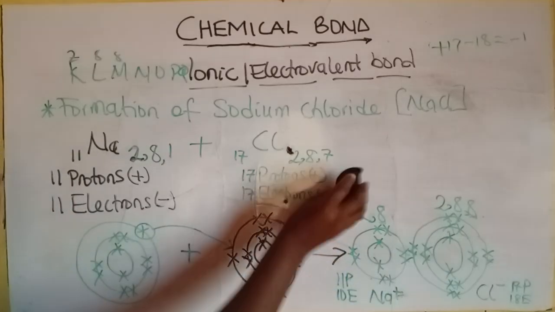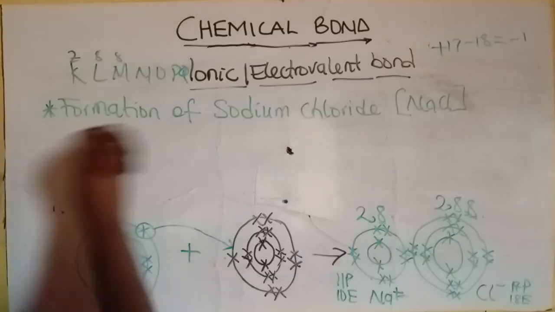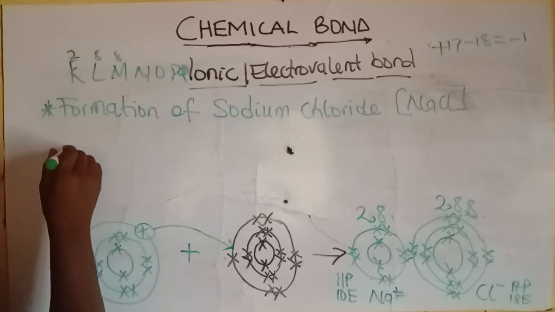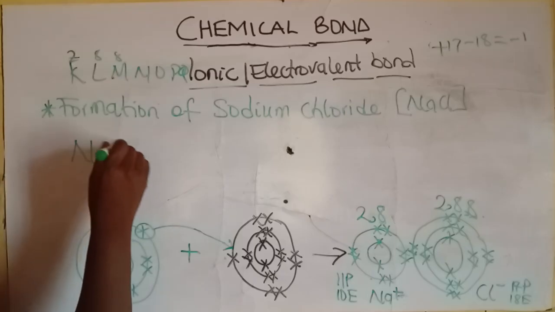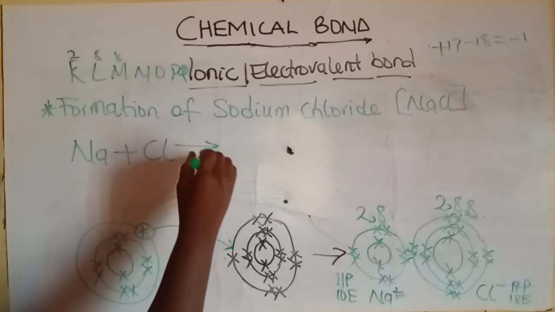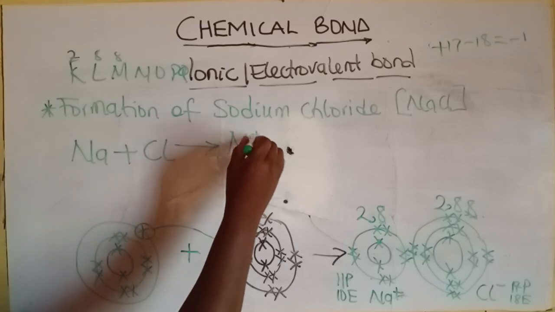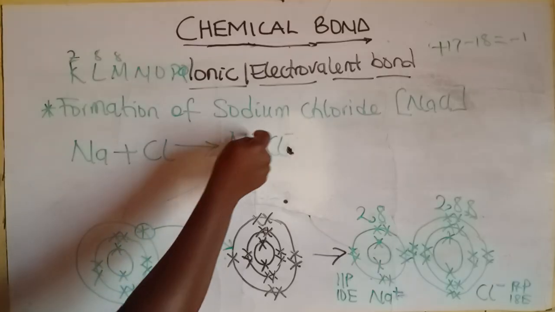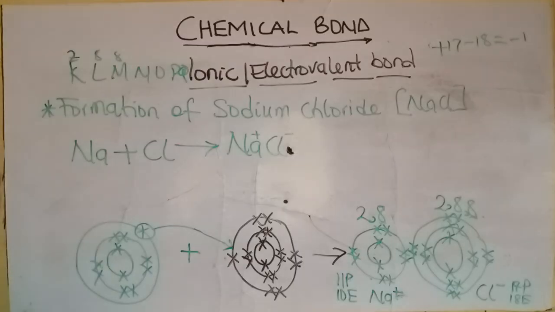So if we write the chemical equation to show this reaction, it will be sodium reacted with chlorine to form sodium chloride. Sodium chloride is an ionic compound which possesses ions, conducts electricity, and conducts heat. They are electrolytes in aqueous solution, and they have high melting and boiling points.